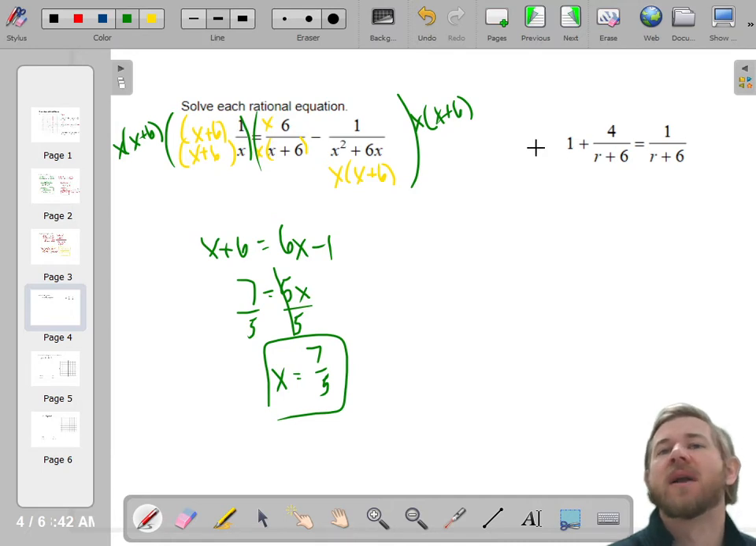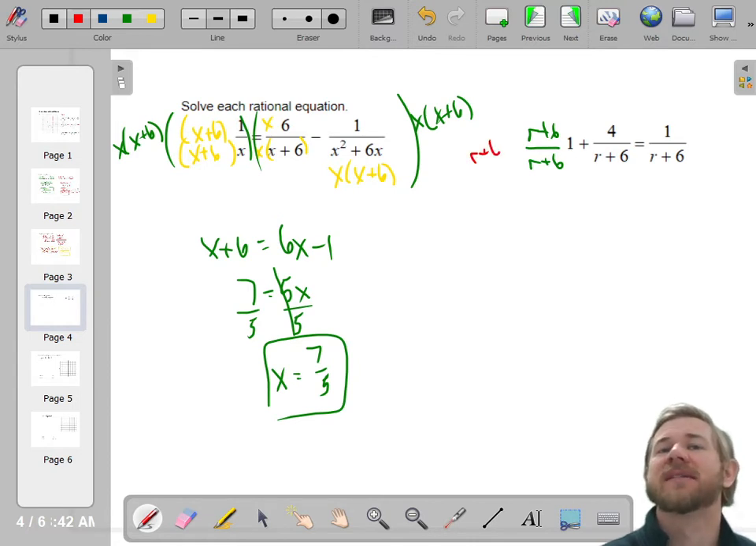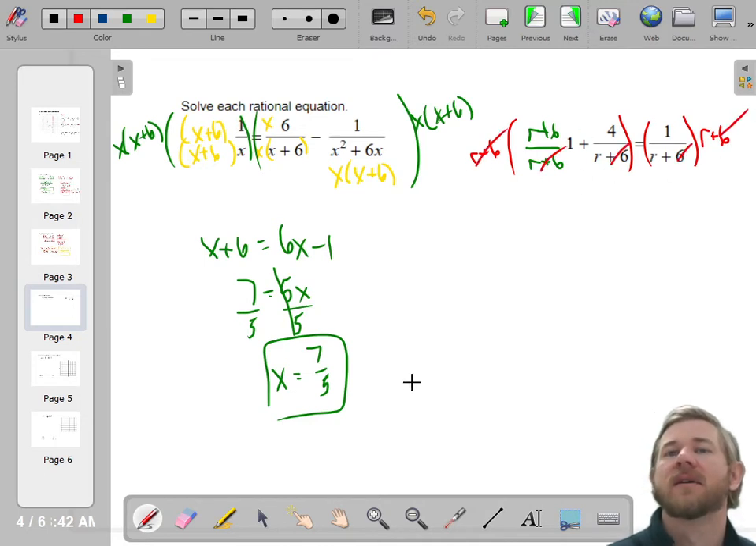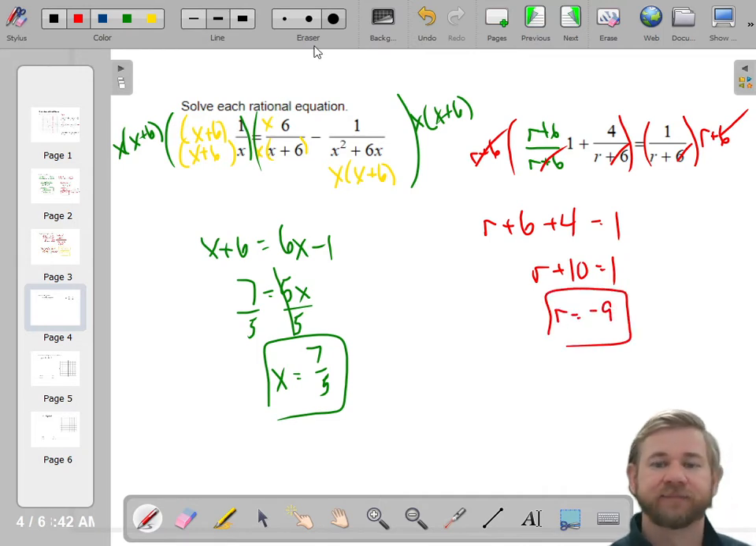This guy's got a 1 in it, so I'm going to say, well, that's the same as r plus 6 over r plus 6. And now that everything has an r plus 6 on the denominator, I will multiply both sides by r plus 6, and then all these denominators cancel. So you just have the top. r plus 6 plus 4 equals 1. r plus 10 equals 1. Subtract 10 on both sides. r equals negative 9. Again, once you get a common denominator, it's usually real easy to solve these things.